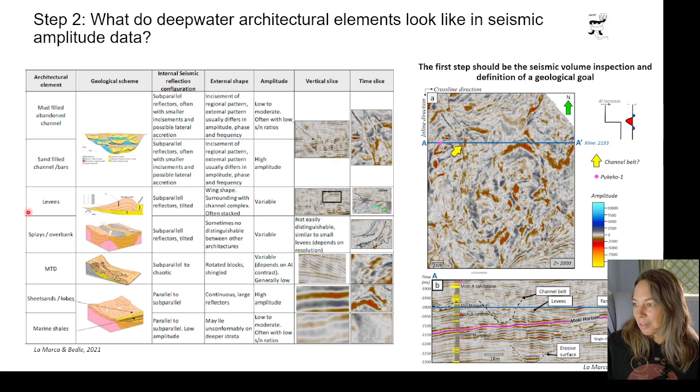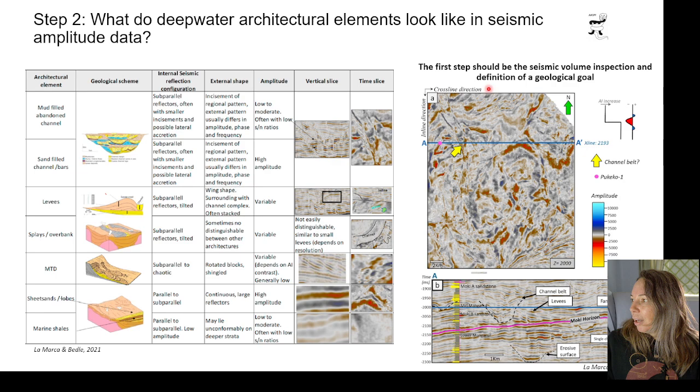So if we pick one of these, here we're going to do mass transport deposits. We know roughly what they look like. We've got these slope failures and slumping features. They can be subparallel all the way to chaotic, so they have a little bit of variation that we would expect. They could look like rotated blocks. They could look shingled in terms of their external shape. And in terms of amplitude, it's going to be very variable. Depending on the lithologies, you could have higher or lower amplitudes. Generally, they tend to be more mud-rich and so often lower amplitude. And here's an example of what one looks like in a vertical slice and in the time slice. You don't really see much in the time slice, but it's good to put in there.